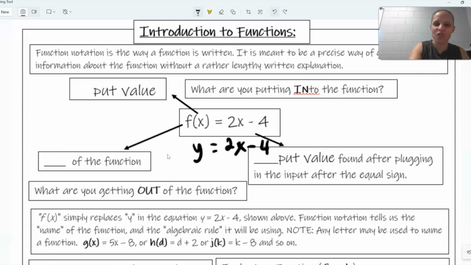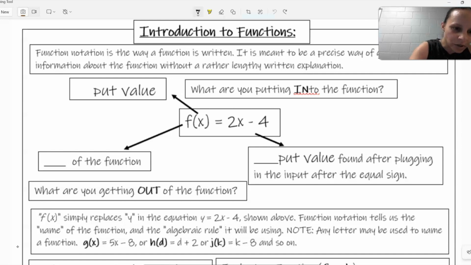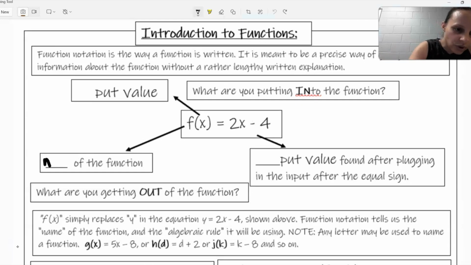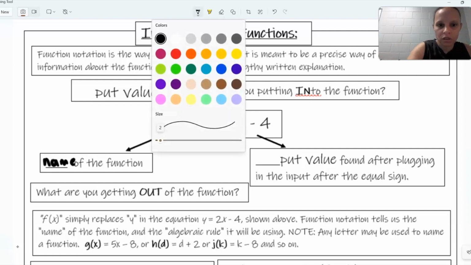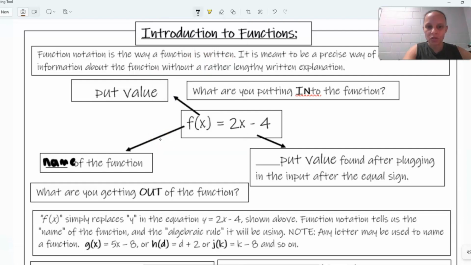All right, so we're going to go over what each of the pieces means individually. Let's start at the beginning. What is f? F is the name. Again, everything I do, you write down as well. Name of the function. All right, what is x? In f of x, what is that? That is the input value, the value that you're going to put into the equation.